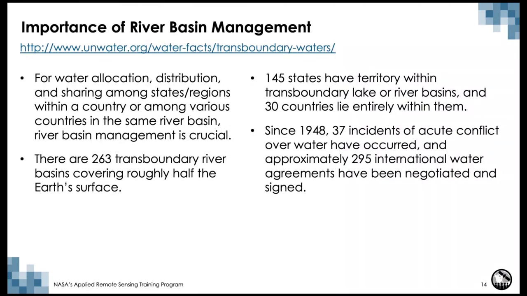The importance of river basin management is that water allocation and distribution and sharing among states, regions within a country, or among various countries in the same river basin has to be managed. It's crucial. There are about 263 transboundary river basins covering roughly half the Earth's surface. And so a lot of countries and a lot of people have a claim on the same river. There are about 155 states which have territory within transboundary lake or river basins, and about 30 countries lie entirely within them. And since 1948, there have been about 37 incidents of conflict over water, and approximately 295 international water agreements have been signed. So water is a very precious commodity, and that's why river basin management is crucial.